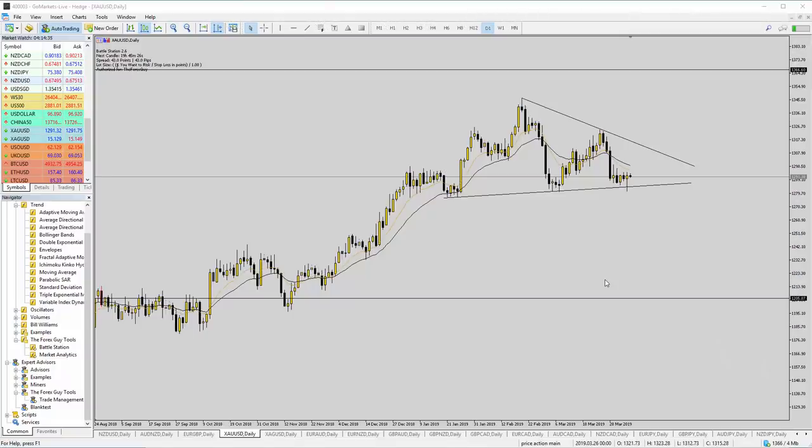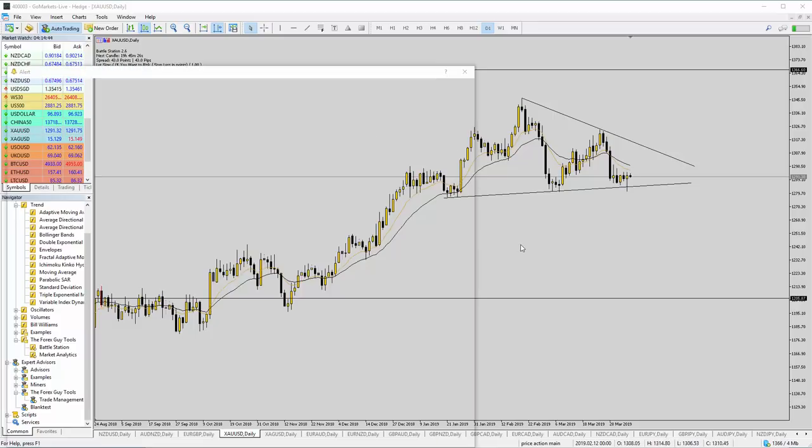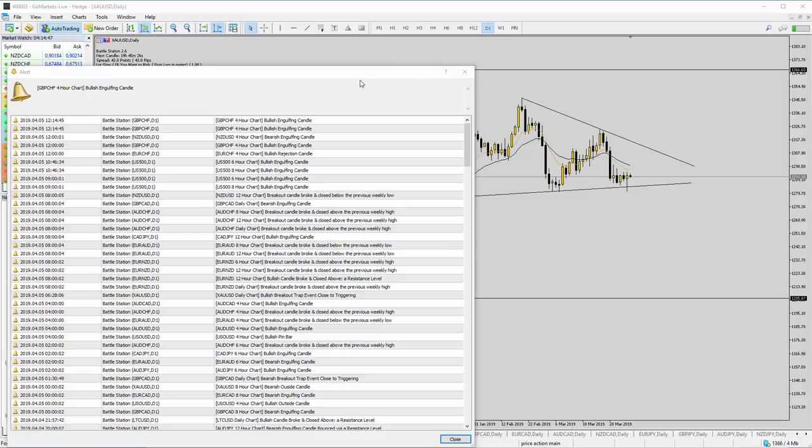Morning traders, it's your host Dale here from the forexguy.com, and I'm going to be walking you through a bullish price action setup that I found on gold, and I want to actually trade this with my real money.